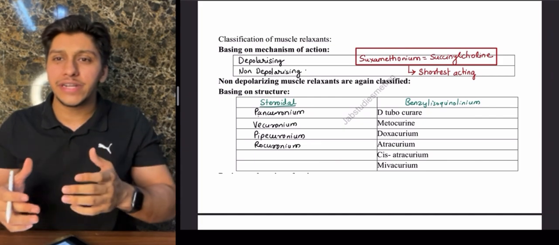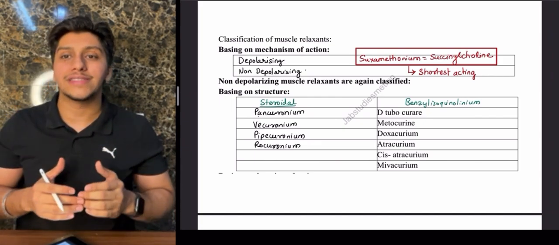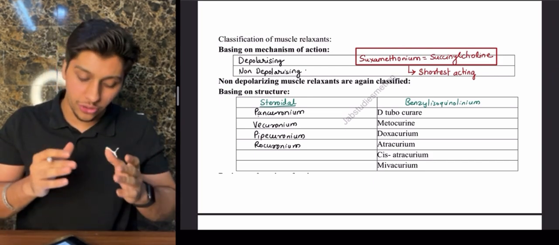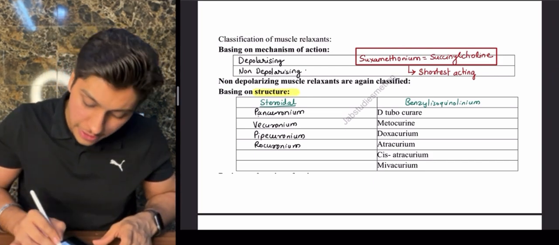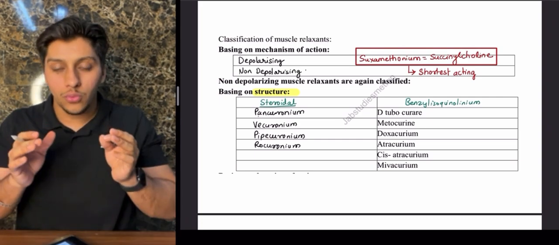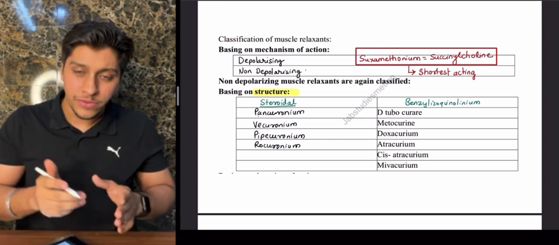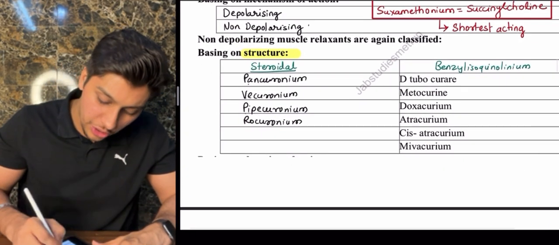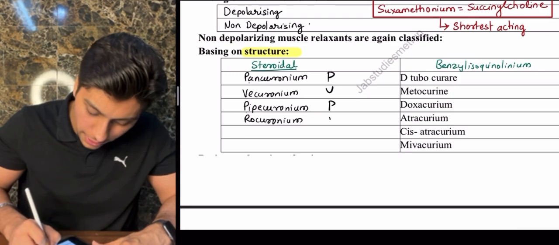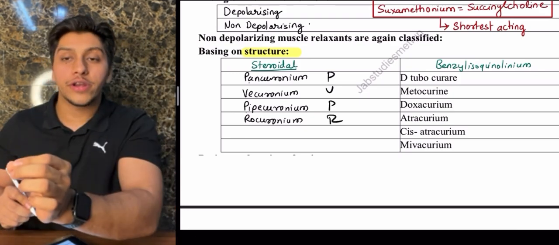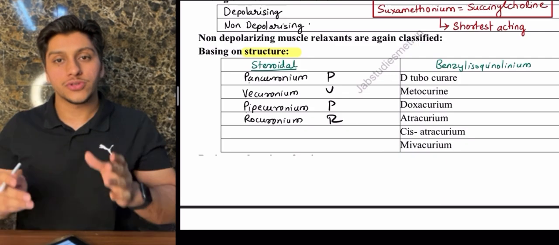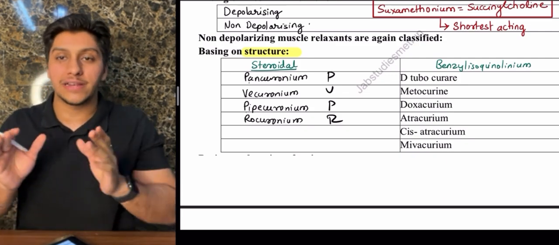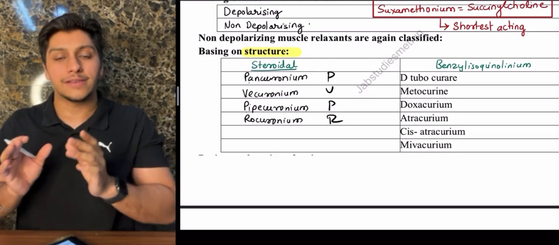Now let's talk about some detail in non-depolarizing. In non-depolarizing, you can divide them, first of all, based on the structure: if the structure is steroidal, or if the structure is benzylisoquinolone. What you have to remember here is only the steroidal types, then the rest will be benzylisoquinolones. Remember the steroidal ones by the mnemonic PVPR: pancuronium, vecuronium, pipecuronium and rocuronium. So these are the steroidal non-depolarizing muscle relaxants. The rest are going to be benzylisoquinolones. So this is non-depolarizing muscle relaxant.